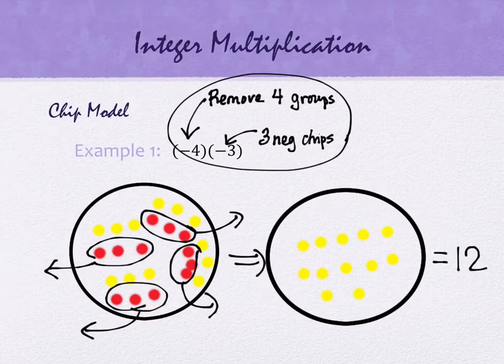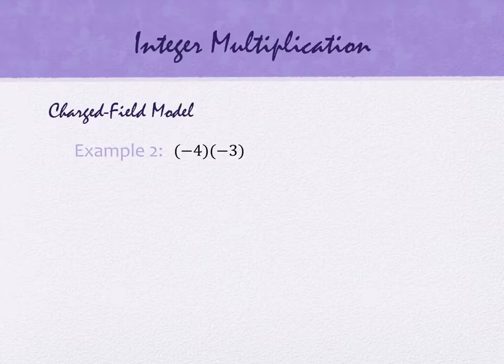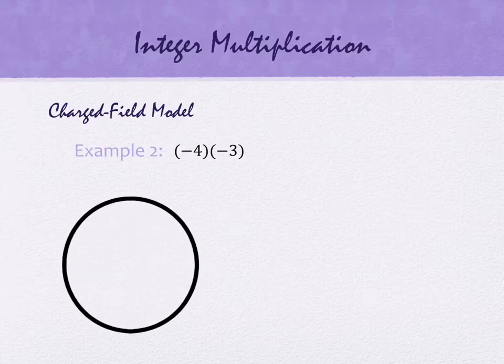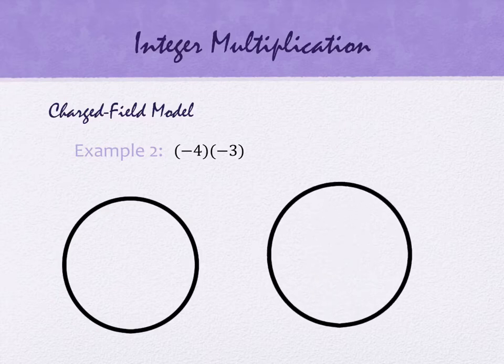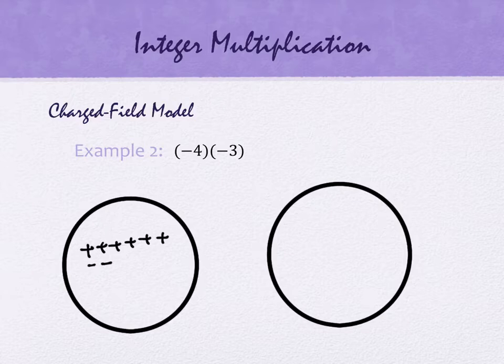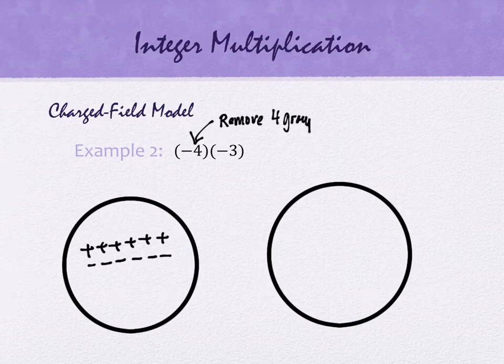The charged fields model, as you've seen before, looks virtually the same as the CHIPS model. It's just that it uses pluses and minuses instead of the colored chips. So you have 1, 2, 3, 4, 5, 6, 1, 2, 3, 4, 5, 6. This circle is still 0. I'm trying to now remove, that's the negative, 4 groups of 3 negatives.